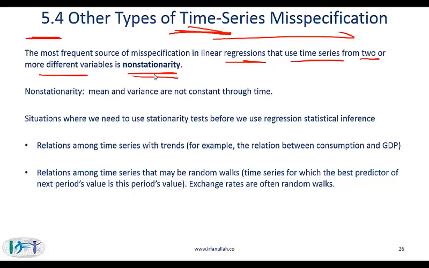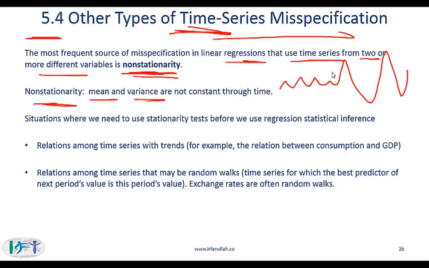non-stationarity. Okay, now what does this non-stationarity mean? This means that the mean and variance are not constant through time. That is the very high level simplistic definition. So if you have a given variable and the mean is changing over time, that's a problem. If the variance is changing, so if the mean stays the same, but the variance changes over time, that's also a problem. Okay, then this data is called non-stationary.